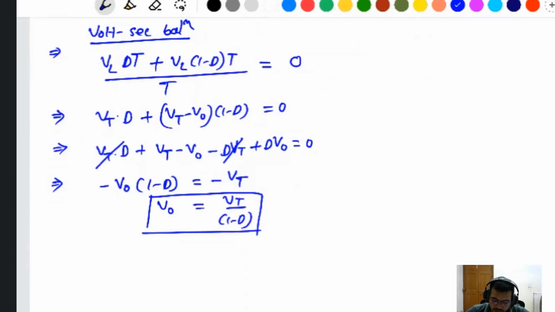This is the output voltage. Now find the output current equation also, with respect to the input current.